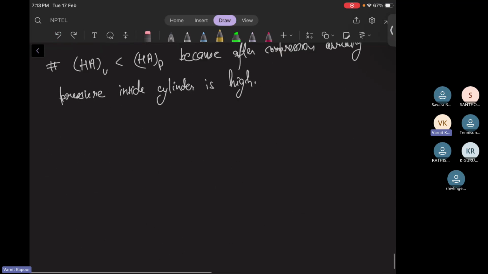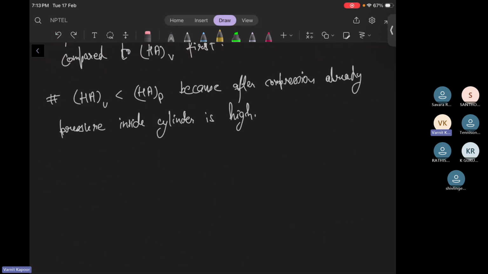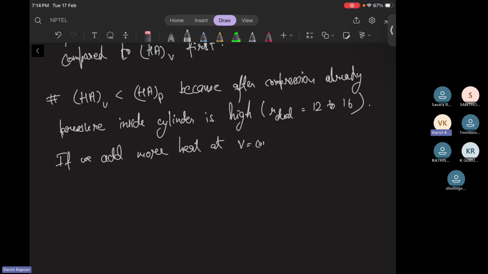Let me write that point. Inside is already high, that is your dual cycle. Compression ratio of dual is nothing but 12 to 16 has been reached. And if we add more heat at constant volume, then the cylinder will explode.